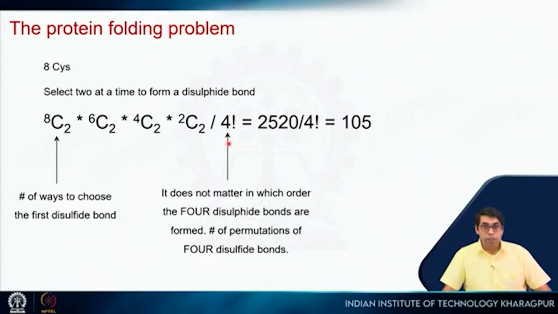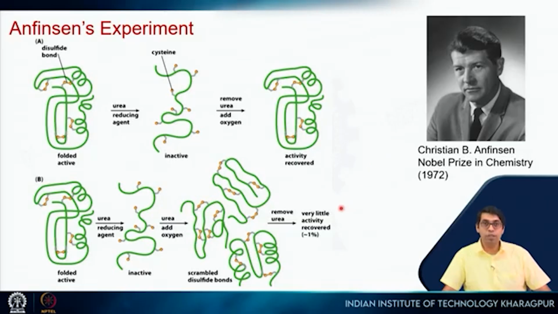Now it does not matter in which manner we form these 4 disulfide bonds, so which disulfide bond is formed first. So we have to divide it by factorial 4. And if you do your calculation, you will get 105. So 105 is the number of different ways in which 4 disulfide bonds can be formed in the unstructured protein, right? And only one of those will be correct, which is again shown here. All these different disulfide bonds are formed. Only one is the correct form. So if I add oxygen first and then remove urea, I will get 1% activity.